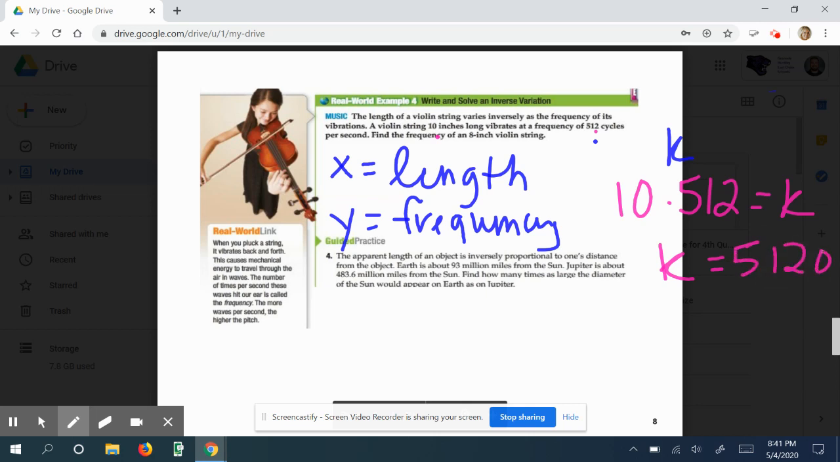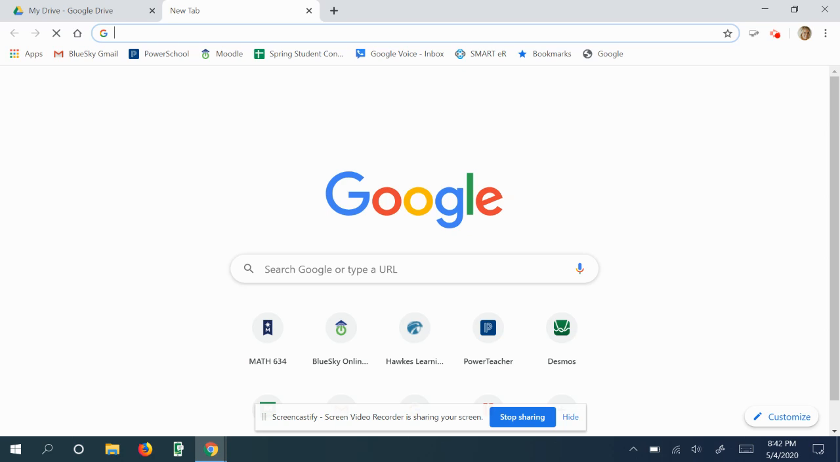And now it says find the frequency of an 8-inch violin string. So we're going to say 8 times our frequency, call that y, has to equal 5,120. And so we divide by 8. We divide by 8, and I'm not entirely sure what that is. But I do know that Desmos can help me find it.